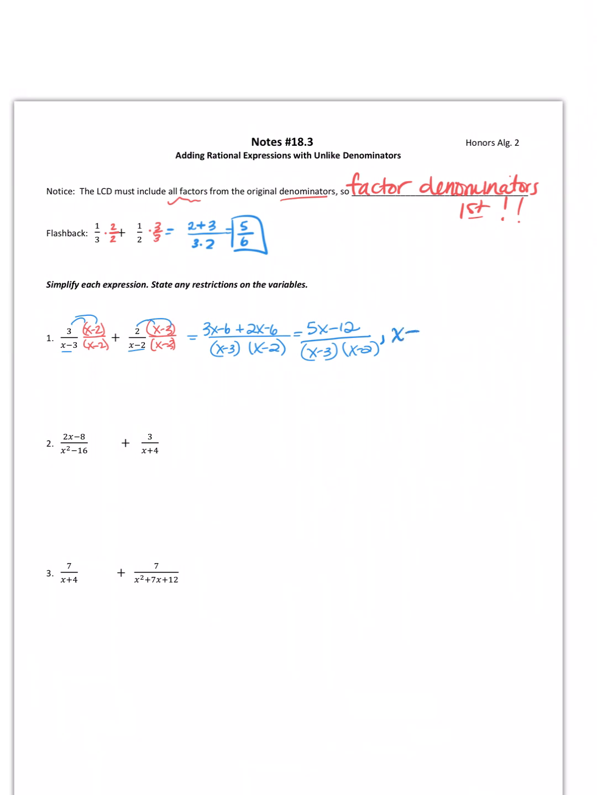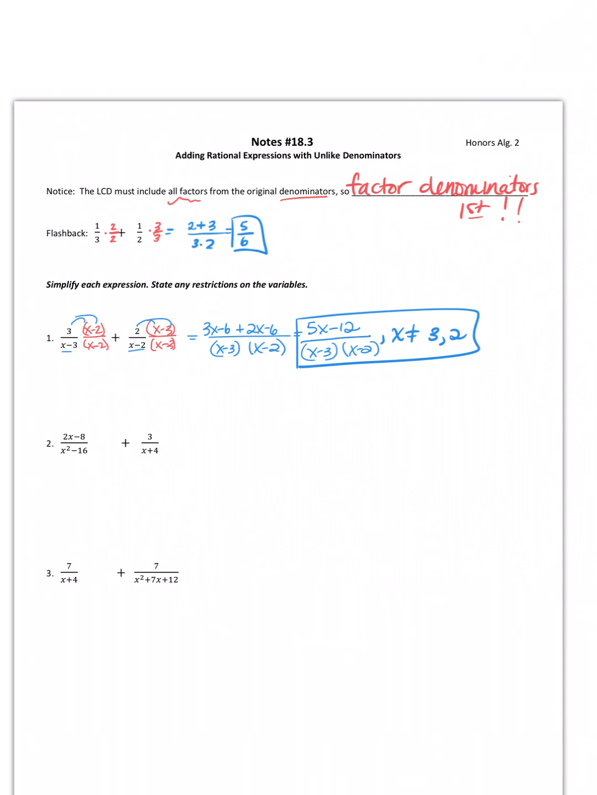But I do need to think about my restrictions. What is it that x cannot equal? Well, look at your denominator. Look at the factors. If I do these in my head, x minus 3 equals 0, what does that mean x cannot be? It cannot be a 3, and here it cannot be a 2. So I can list those out. So 3 and a 2.